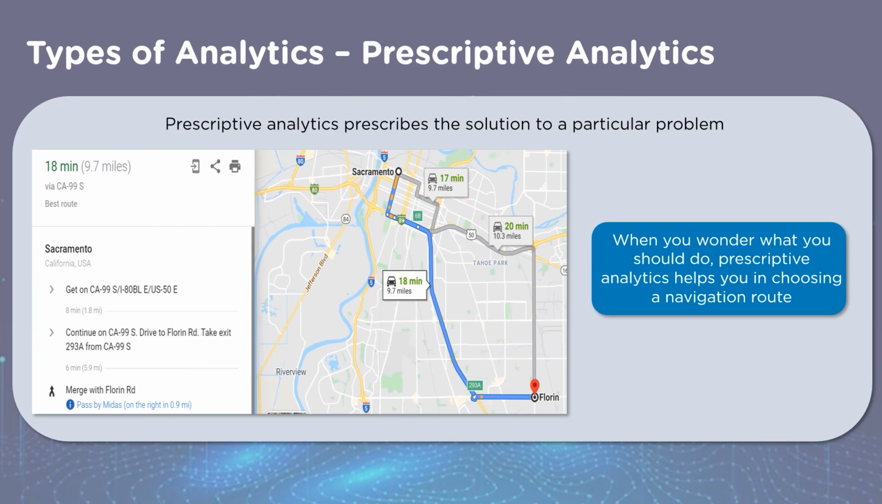So let's quickly summarize. Descriptive analytics is about summarizing the past data or seeing what is happening, for example, in the Google Maps scenario. Predictive analytics is about what would happen. And prescriptive analytics is about prescribing the solution, the best solution and the recommended solutions.